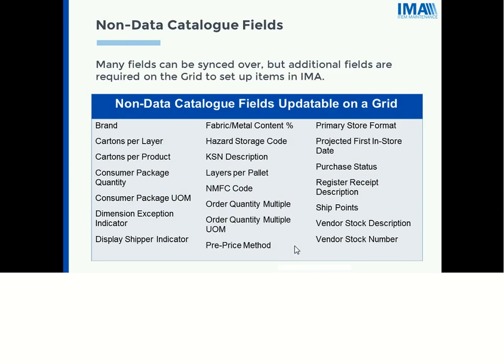Okay, perfect. So there are a lot of fields that can be synced over from your data sync provider, but we do require some additional fields on the grid to be set up. And we also allow some additional fields that are not necessarily required, but that you may want to complete. So this table lists all of the non-data catalog fields that can be updated on the grid. Not all of these are required. Some of them, such as projected first insert date, ship points, brand, those are all required. There's a few of these that are, but not all of these are.